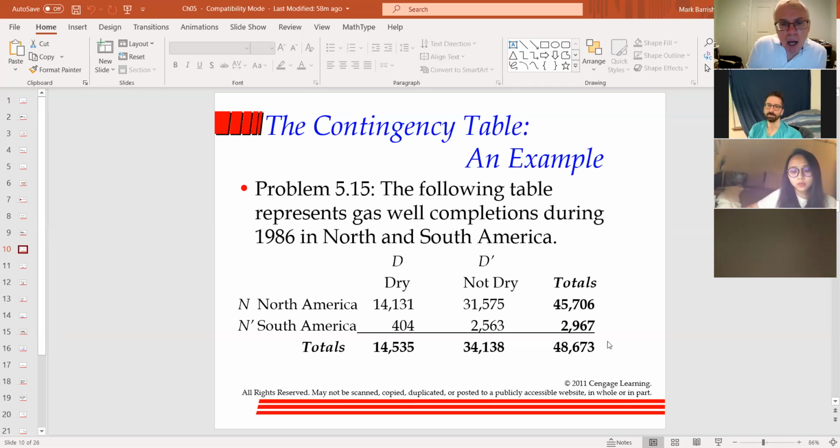What if I picked a South America well at random? What's the probability that it's dry? 404 out of 2,967. Very good. Very good, Mo. Now, Mo, I expect you to get 100 on the next test, all right? All right, you see how it works? These are conditional probabilities. All right, good. So let's get to the next one here.